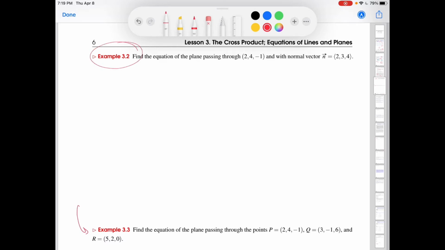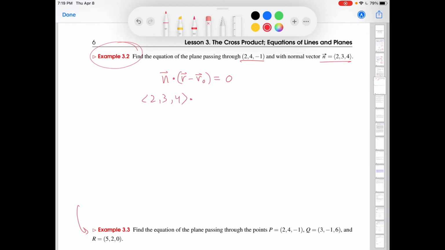Find the equation of the plane passing through this point and with normal vector this. Great. So if you have now internalized, it might take a while to do so, how we got to the equation of the plane, we got there by doing the dot product of r minus r sub 0 with the normal vector equals 0. In this case, the normal vector is 2, 3, 4.